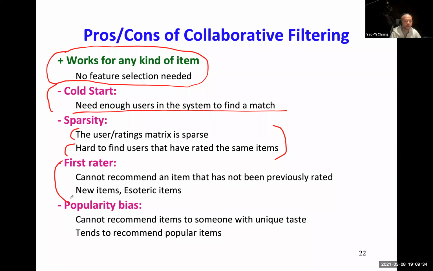Popularity bias: you cannot recommend items to someone with unique taste because you'll always use other people's opinions to help you make the recommendation. It tends to recommend popular items as well, and this is usually very bad. All right, so that's everything about collaborative filtering, including user-based approach, item-based approach, and model-based approach.